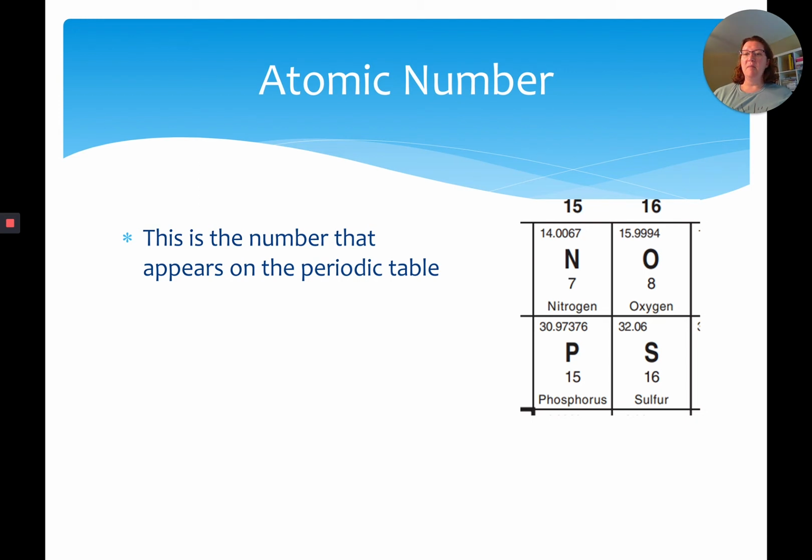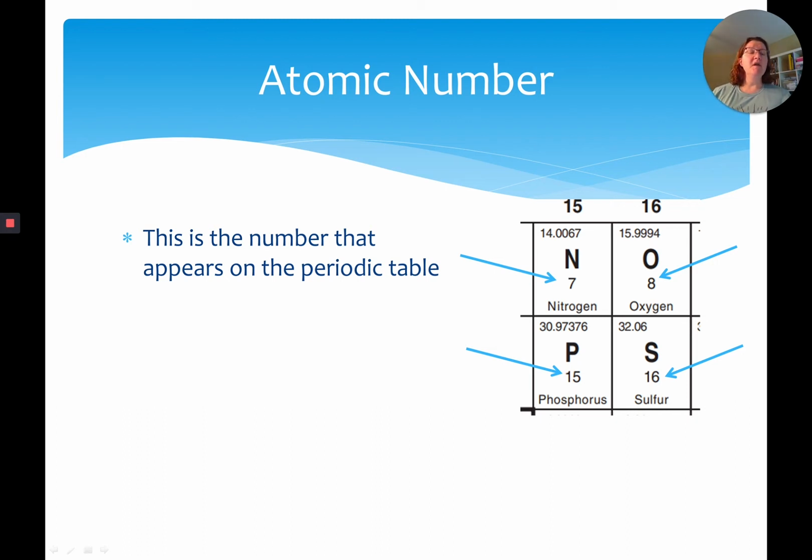So the atomic number is the one that appears on the periodic table. This is a screen capture from your periodic table that hopefully you will download and print for yourself at some point. The atomic number can appear in different places on that periodic table. Sorry, I realize I'm talking really fast, so I'm going to slow down a little bit.